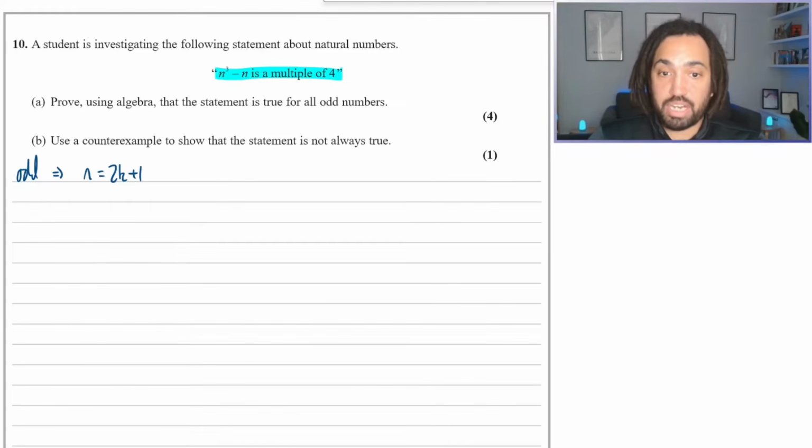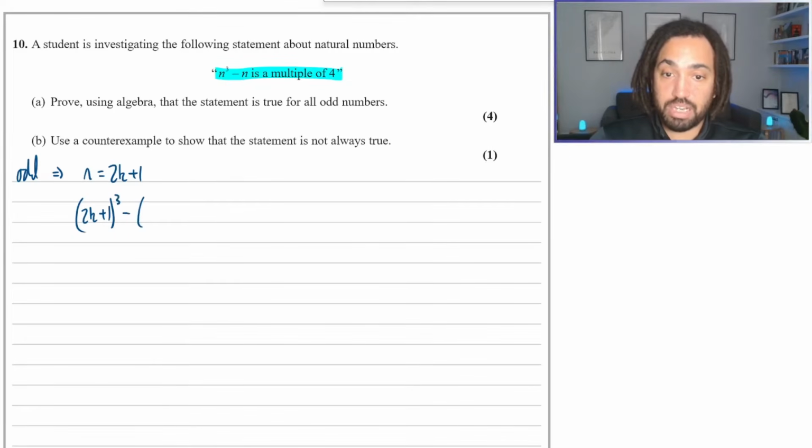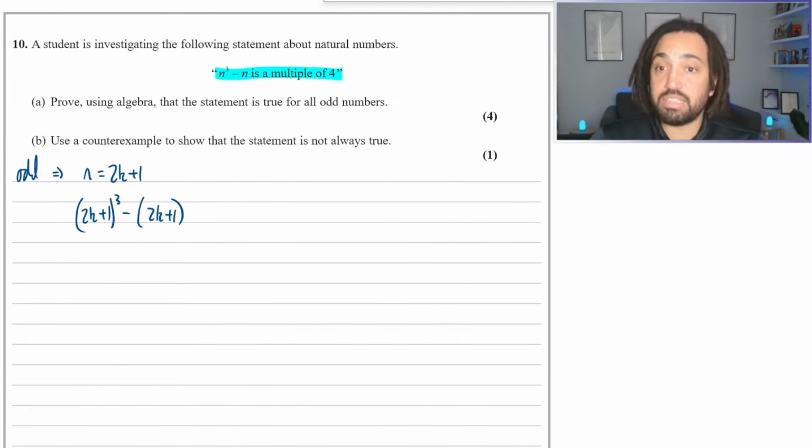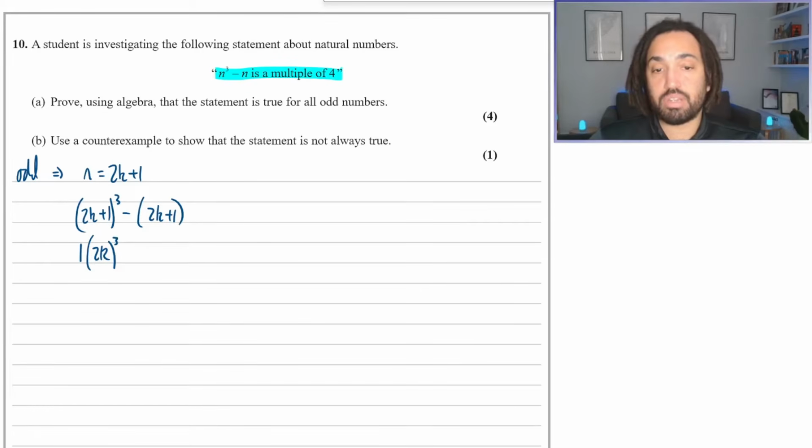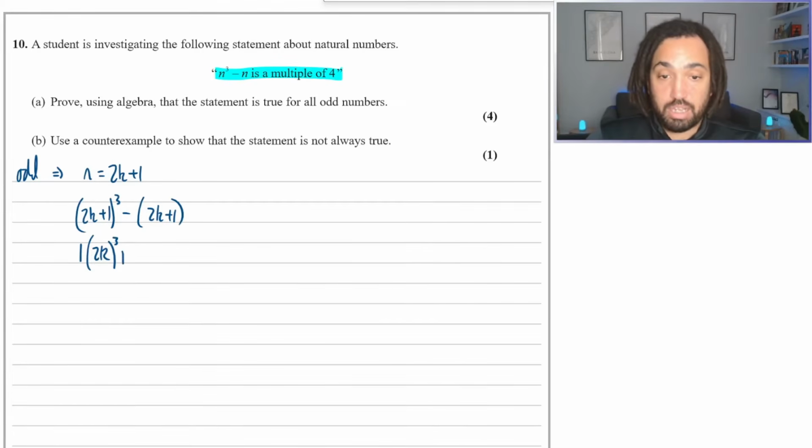So let's check if that statement works. So if I replace that n with a 2k plus 1 and I cube it and then I minus that n, which is 2k plus 1, we'll see what we get. So cubing this will give me 3c0, 2k will need to be cubed, times by 1 to the 0.